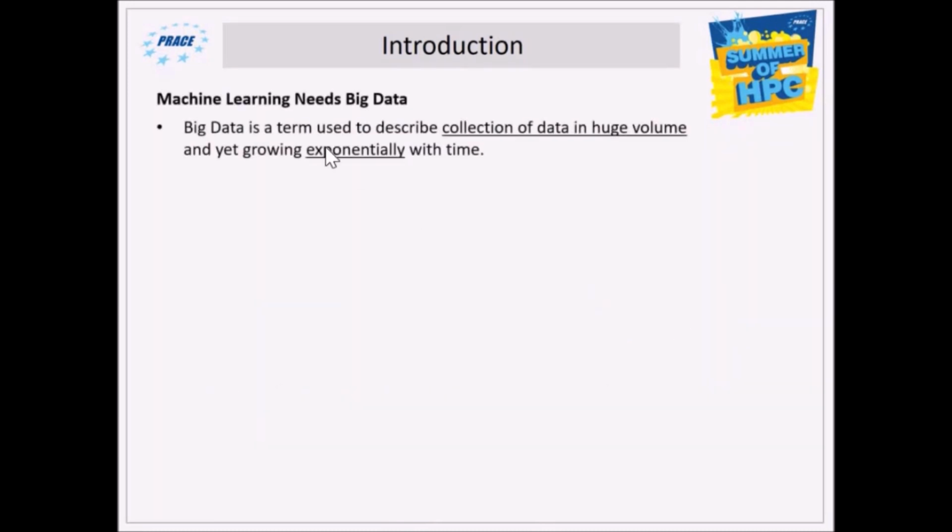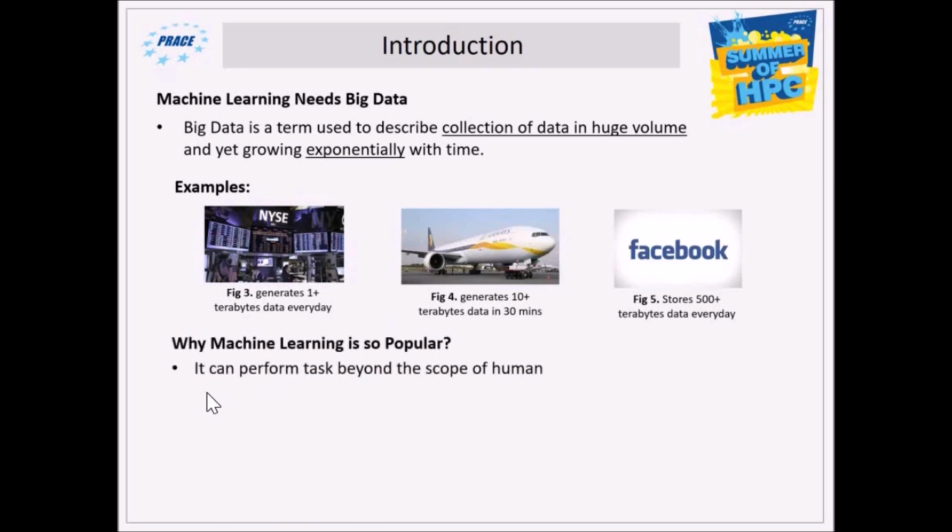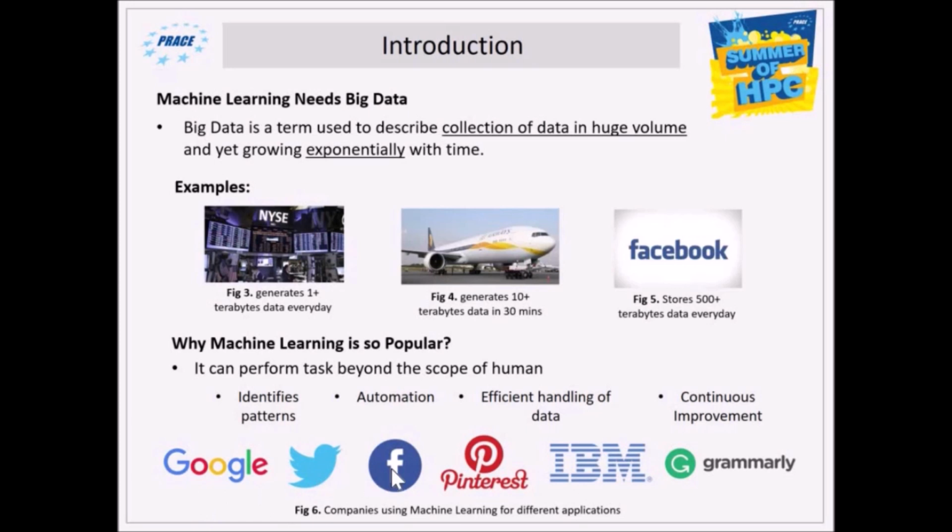Machine learning needs big data. Big data is a term used to describe a collection of data in huge volume. Companies like the New York Stock Exchange, airline companies, and Facebook store hundreds of terabytes of data every day, which we refer to as big data. The reason why machine learning is so popular is because it can perform tasks beyond the scope of human beings, such as identifying patterns from tons of data, automating a process, efficiently handling data, and improving it. Big companies like Google, Twitter, Facebook, Pinterest, IBM, Grammarly, etc. are using machine learning for their daily operation.